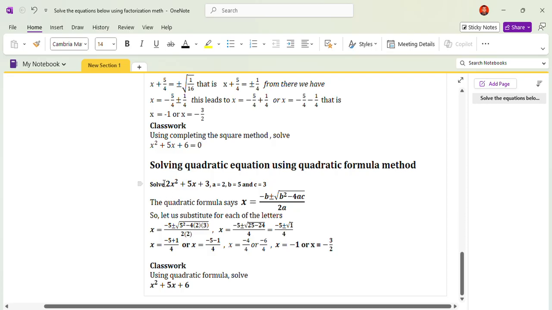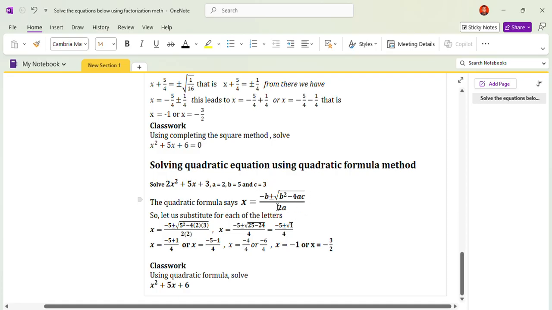Now we are solving 2x squared plus 5x plus 3. We still need all these constants, which are a equals 2, b equals 5, and c equals 3. Now the quadratic formula says x equals minus b plus or minus square root of b squared minus 4ac, over 2a.